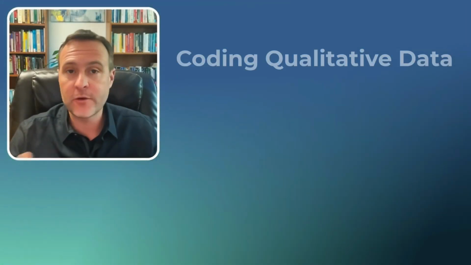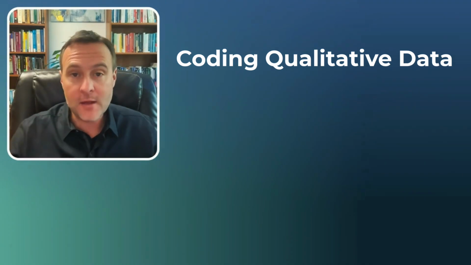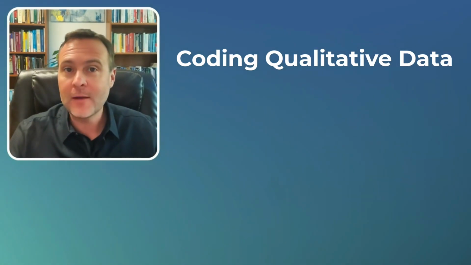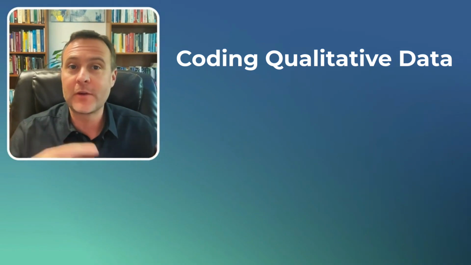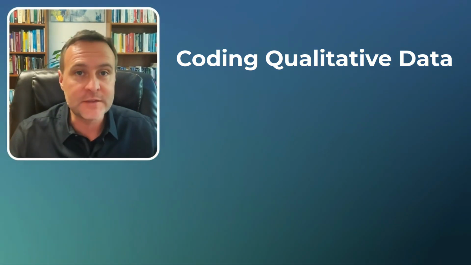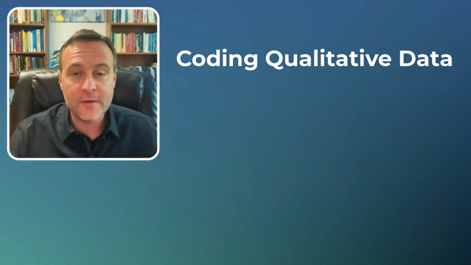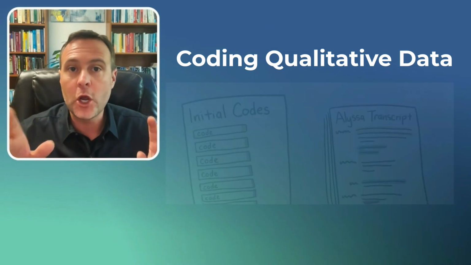So now that you have some data, maybe you did some interviews or you took some field notes, and you want to start analyzing it. So how do you do that? It's a little different than quantitative data, which is usually a spreadsheet of numbers, and you can use statistical software to run statistical analyses. With qualitative data, you do a process called coding.